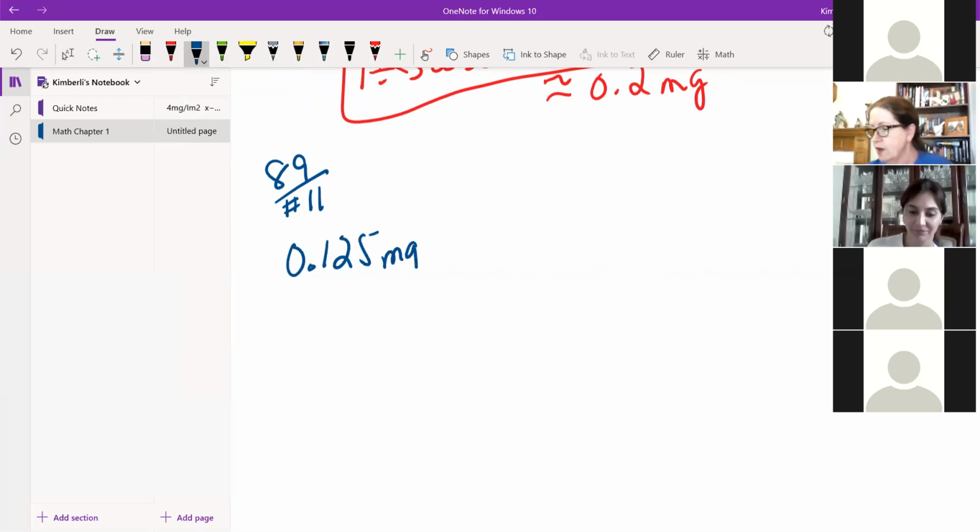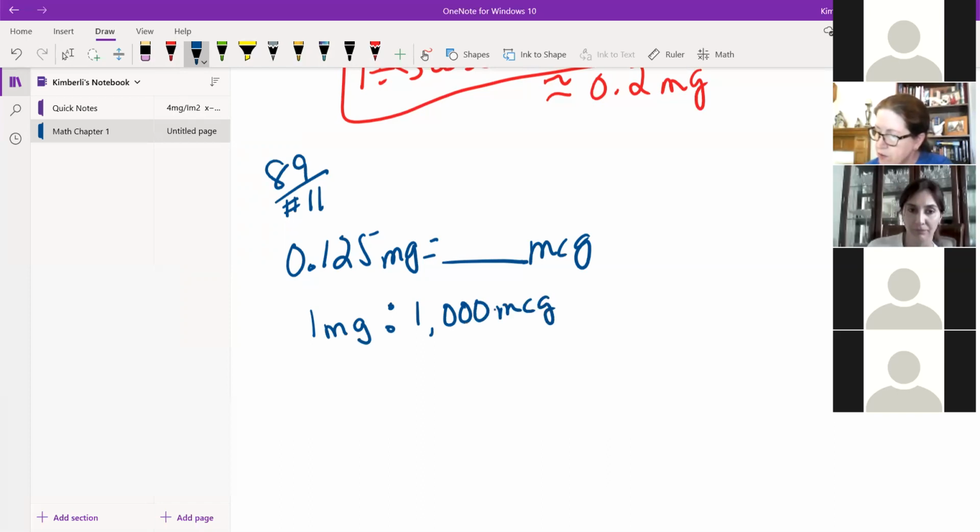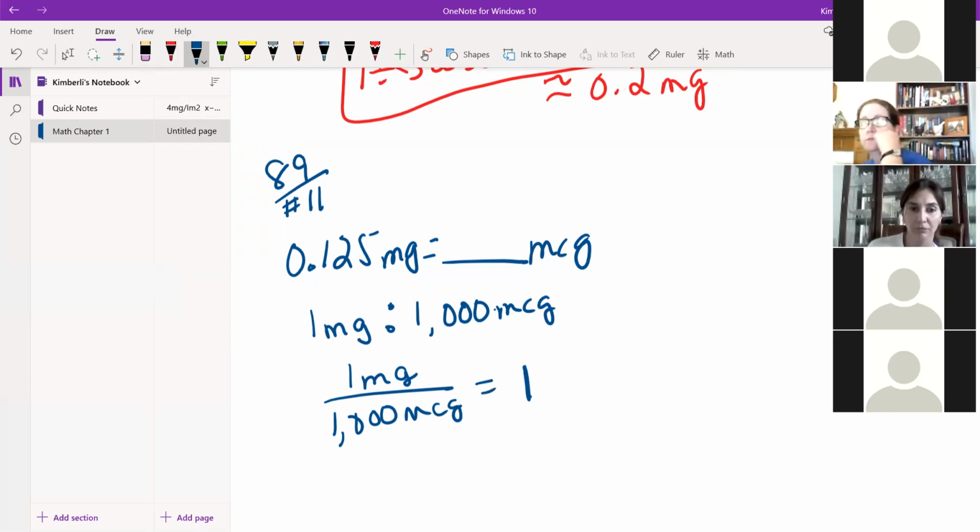0.125 milligrams equals blank micrograms. So our ratio is going to be 1 milligram to 1,000 micrograms. They're equal to each other, right? Right. So I can also make it a fraction, right? 1 milligram over 1,000 micrograms. And they're equal, so they're the same thing. So doesn't this mean, since they're the same thing, that they're equal to 1? Yes. Yeah, they're equal to 1.